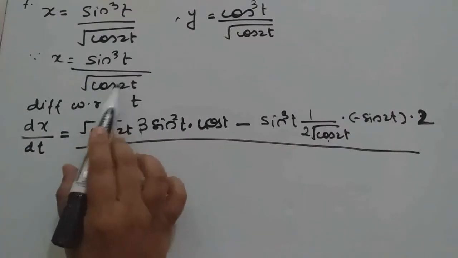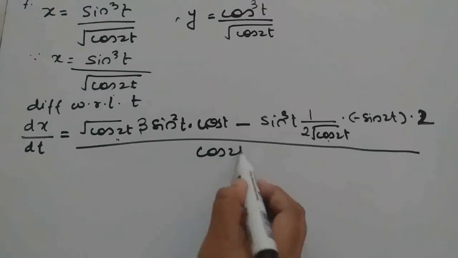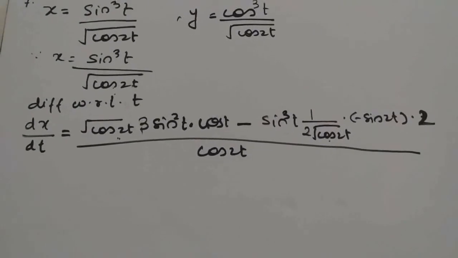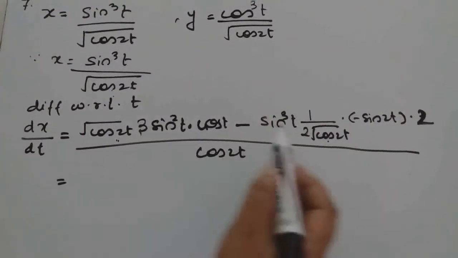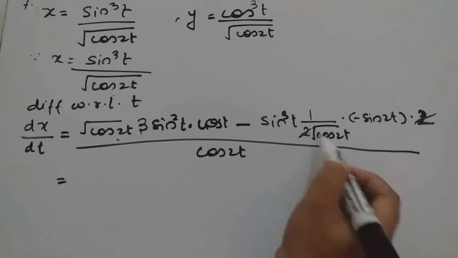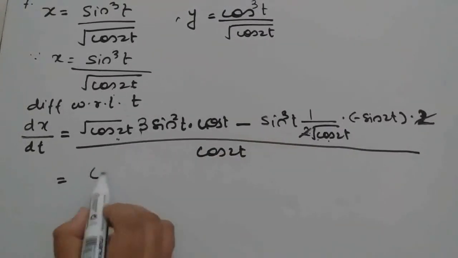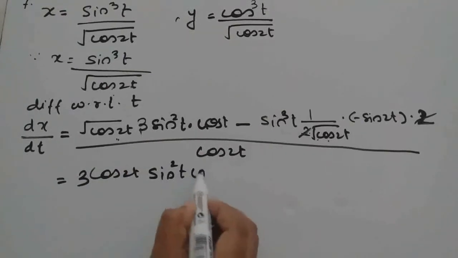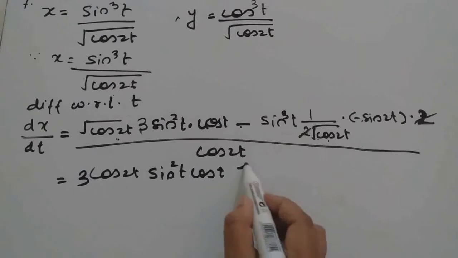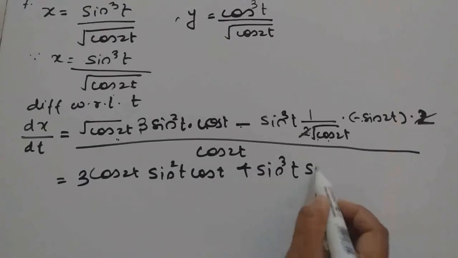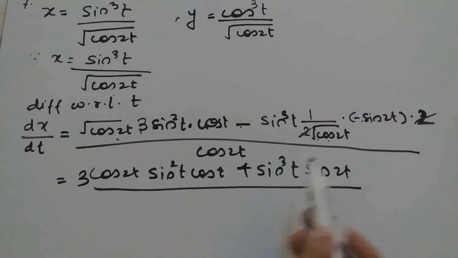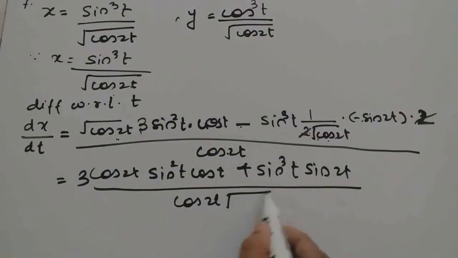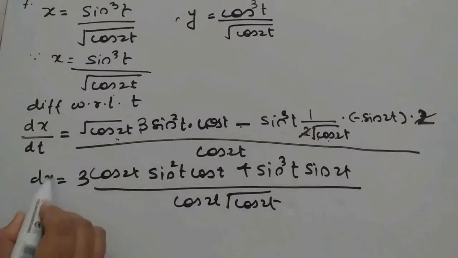Denominator is square, so this root and square will go. So cos 2t. So see, cross multiply we can do. This 2 will go, and cross multiplication. So this root and root will go, cos 2t. The 3 coefficient we can write outside. Sine square t cos t, minus minus plus sine cube t sine 2t, divided by, in numerator and denominator this root will come. So cos 2t is already there and this root will come. So this is dx by dt.